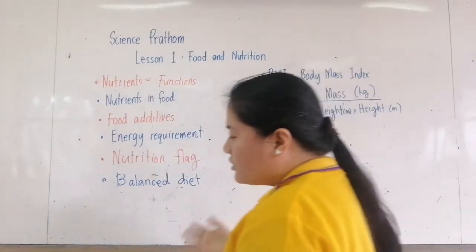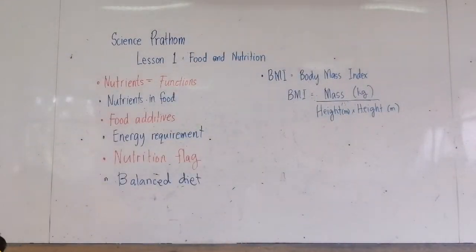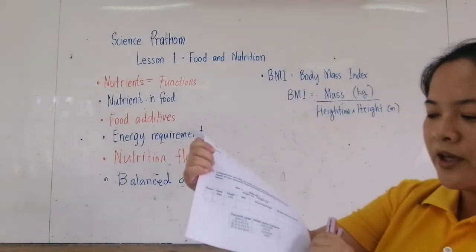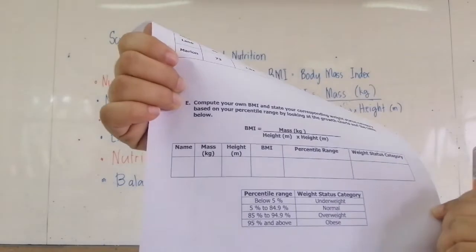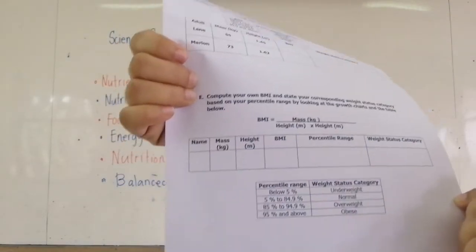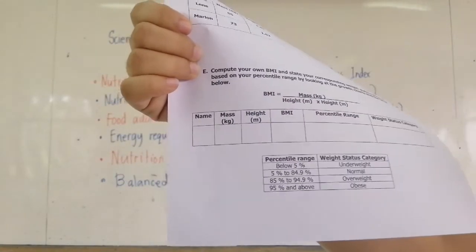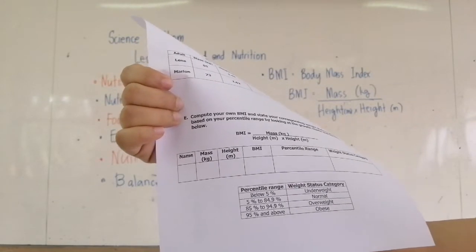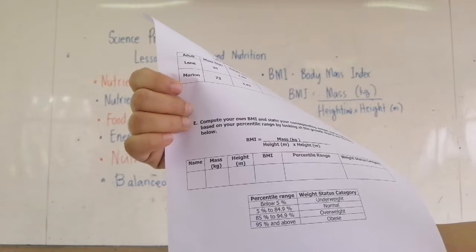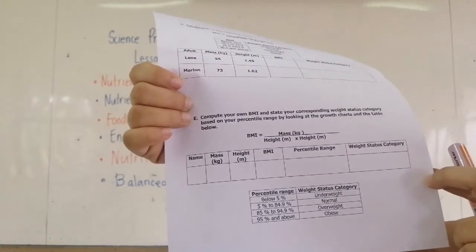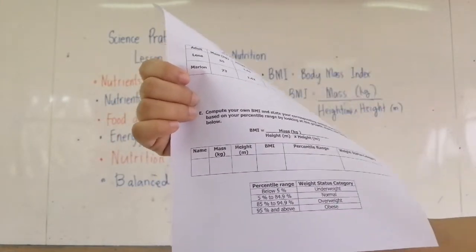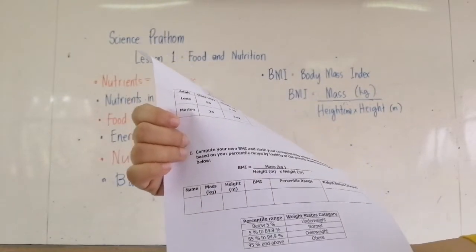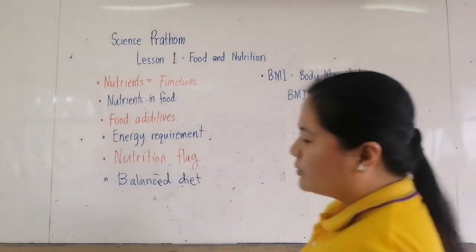So for children, you have a different table for BMI. If your percentile range is below 5%, you are underweight. If it's 5 to 84.9%, you are normal. If it's 85 to 94.9, you are overweight, and 95% and above, you are obese.